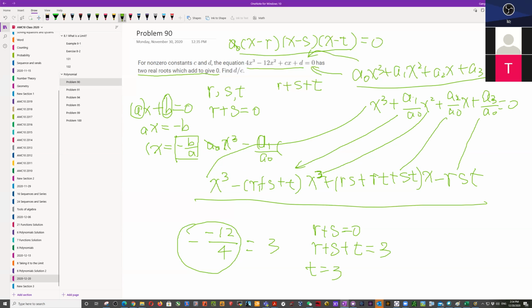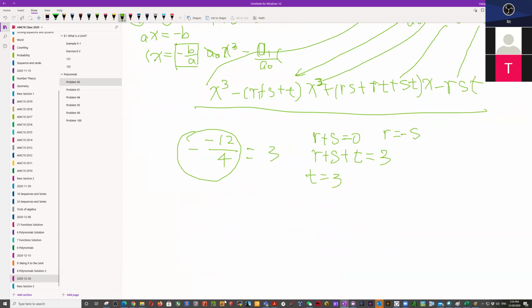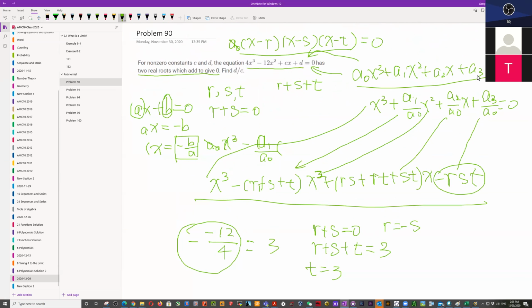So basically, we know that r plus s equals 0. What that tells you is that r equals negative s. And then we can use the product, which is the last term. The last term says that negative RST, this is the cyclic sum of third order.